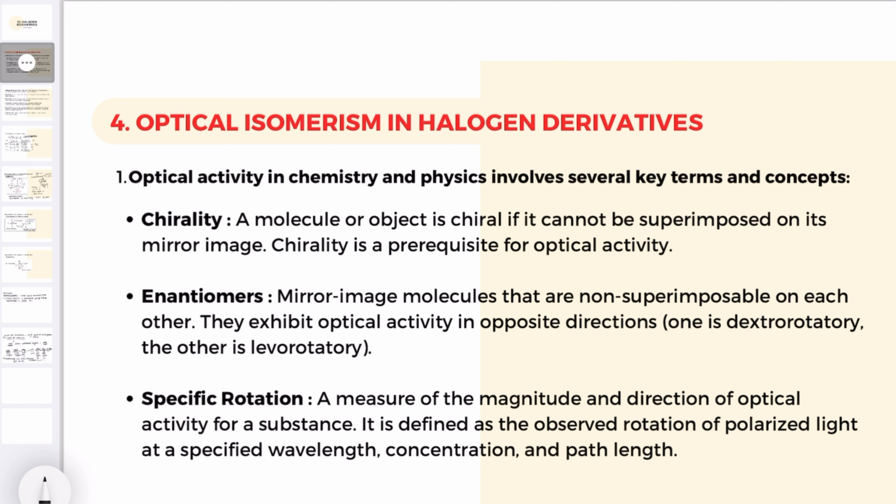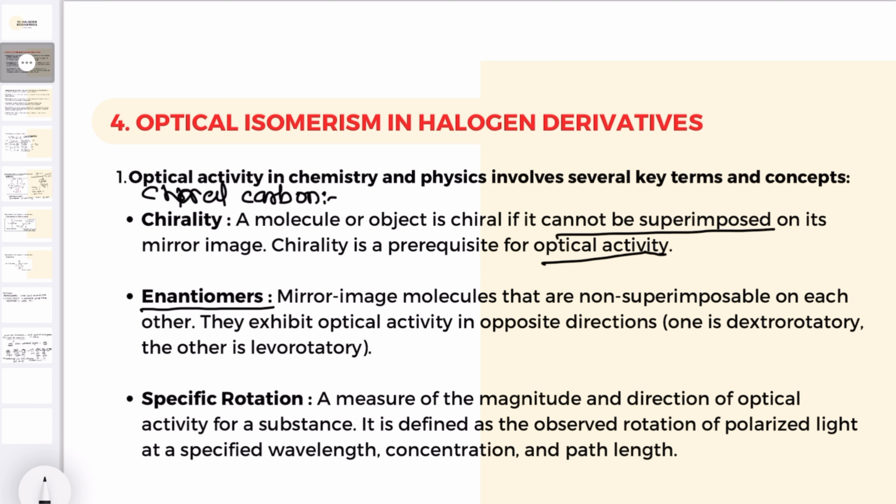First of all, what is meant by chiral carbon? Chiral carbon means carbon atom containing all 4 different groups or atoms attached to it. What is meant by chirality? A molecule or object is chiral if it cannot be superimposed on its mirror image. It's called chirality. It is a representation for optically active compound or for asymmetric carbon.